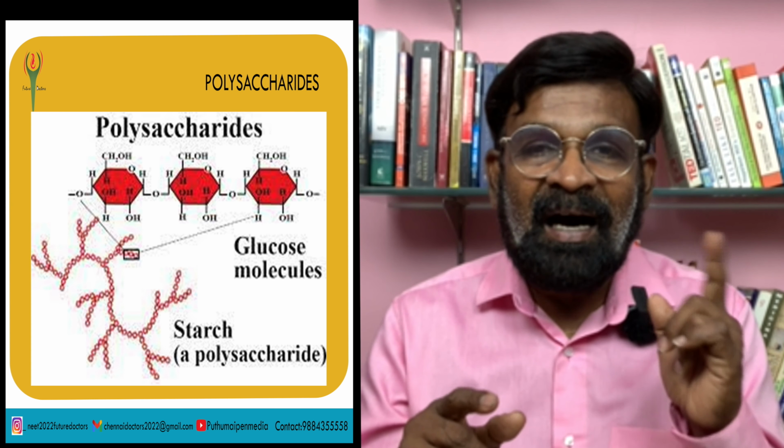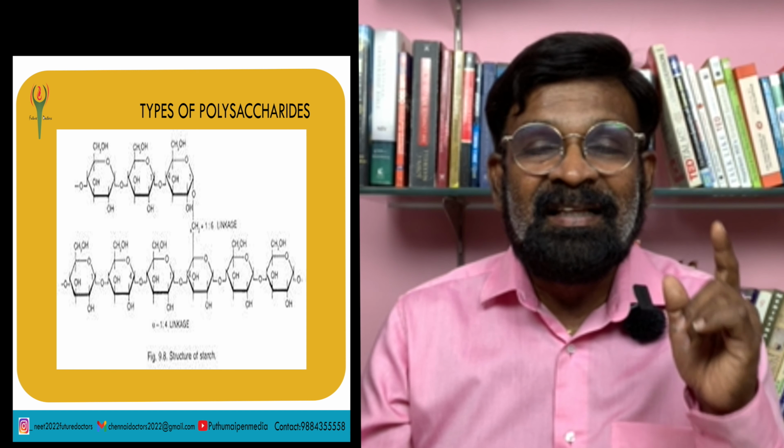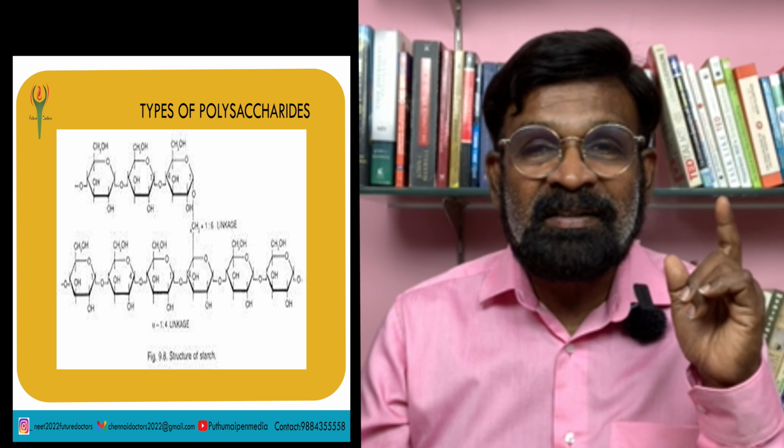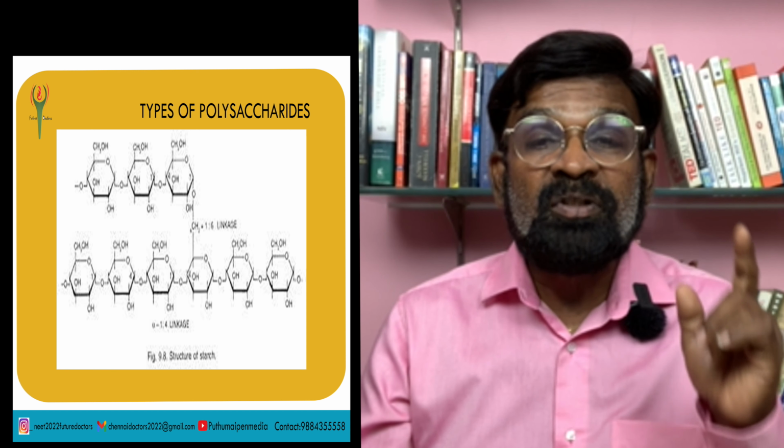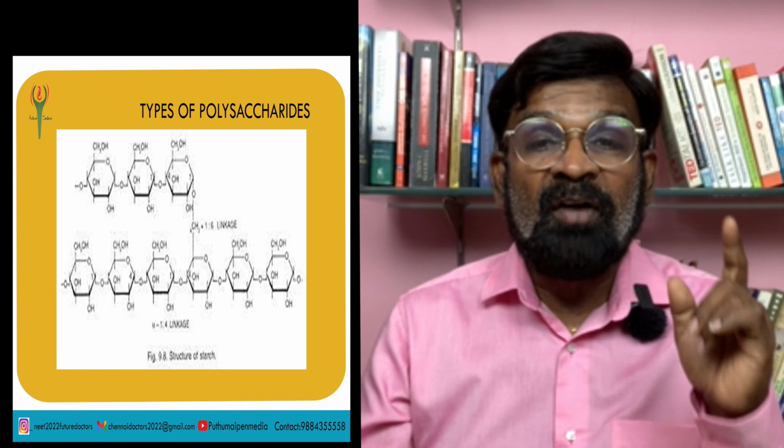The next slide. These are of two types. Homopolysaccharides. These are complex carbohydrates formed by polymerization of only one type of monosaccharide monomers. Examples: starch, glycogen and cellulose.